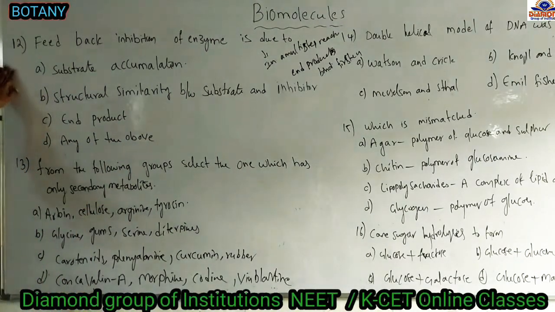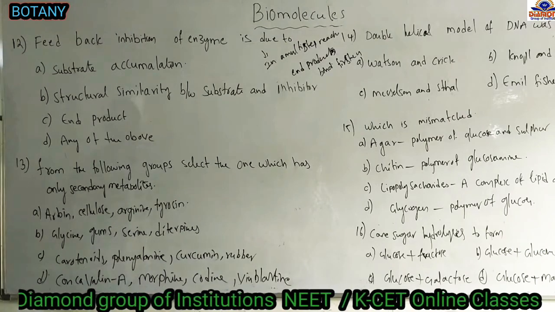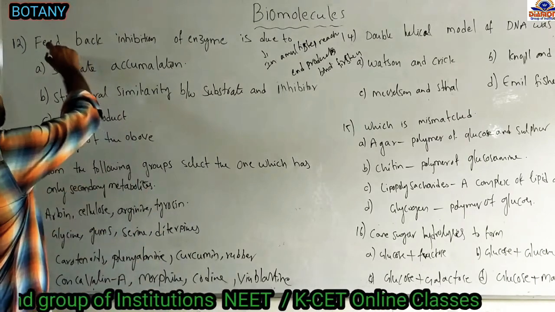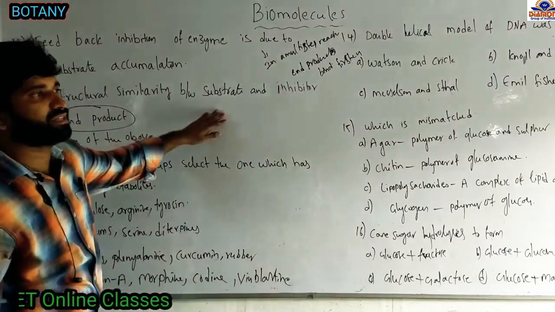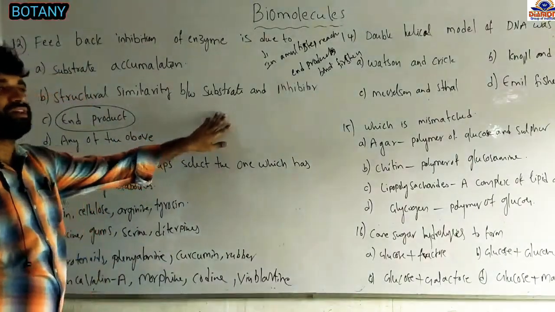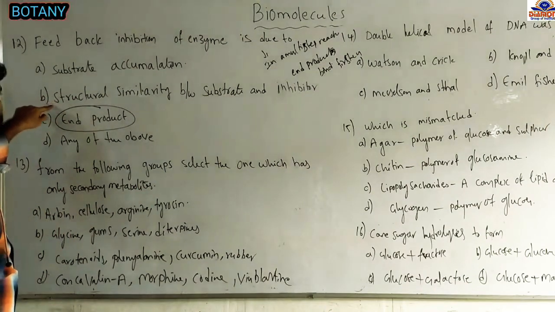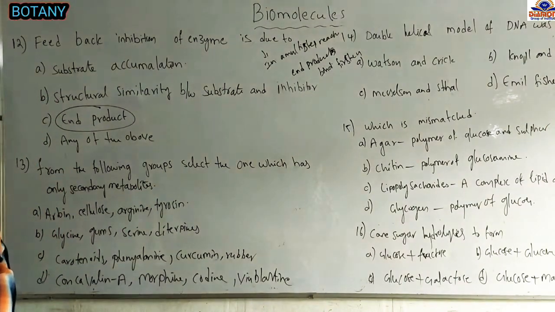And these are the feedback inhibition. Option A is given as substrate accumulation, structural similarity between the substrate and the inhibitor, end products, and any one of the above. Feedback inhibition can play a key role of the end product. These end products can bind to the first step enzyme.